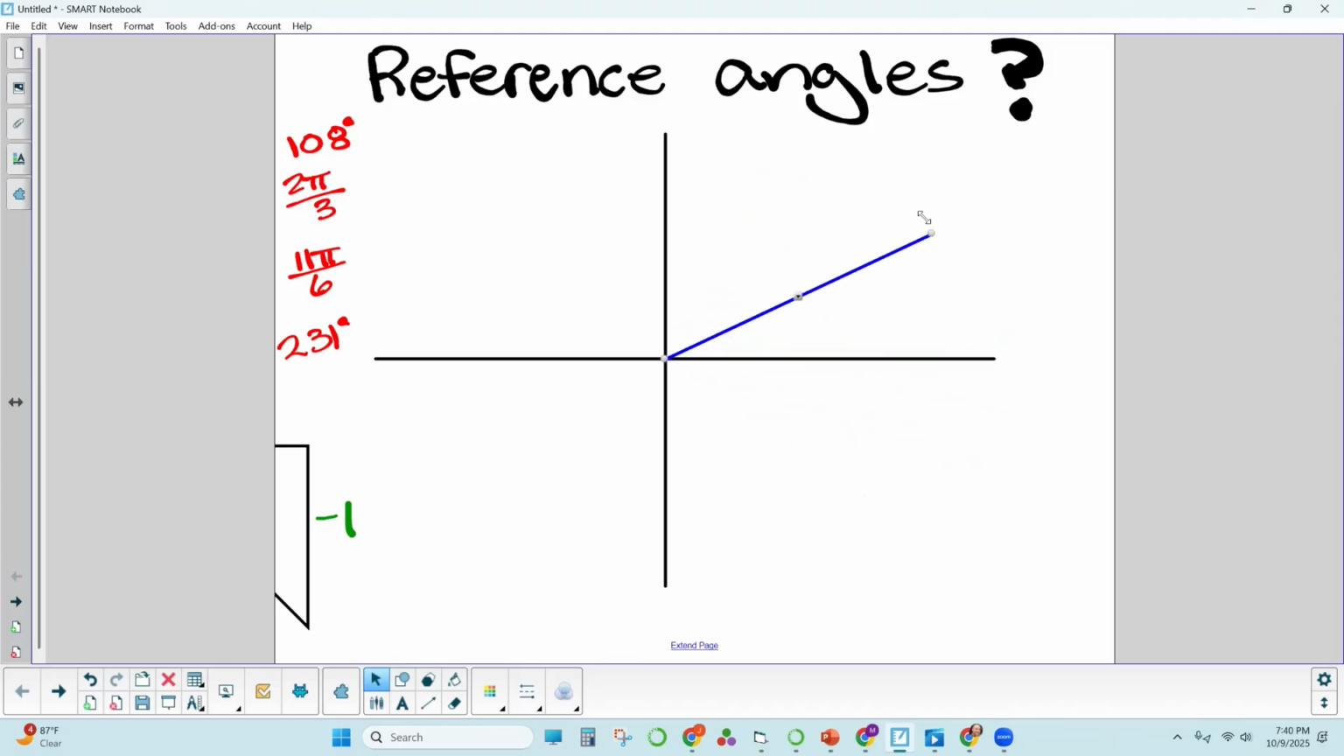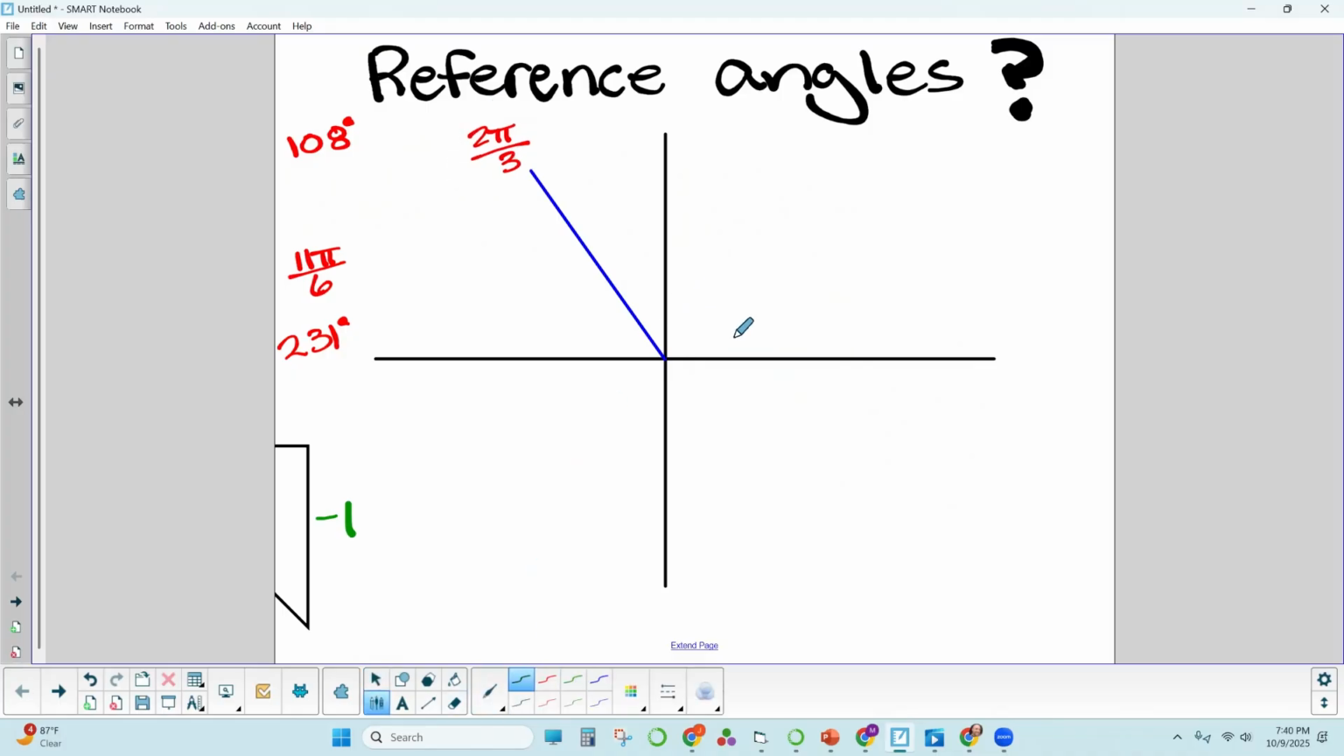And when we take this ray, which we refer to as the terminal ray, because that's where the angle stops, okay? So if I want to point out, let's say in radians in terms of pi, 2 pi over 3, that's my angle, okay? So my angle, if I were to sketch it, is this right here.